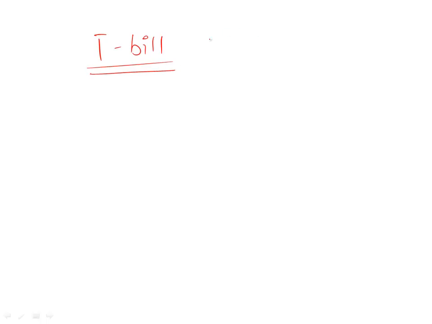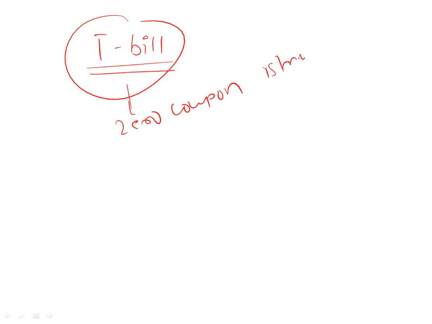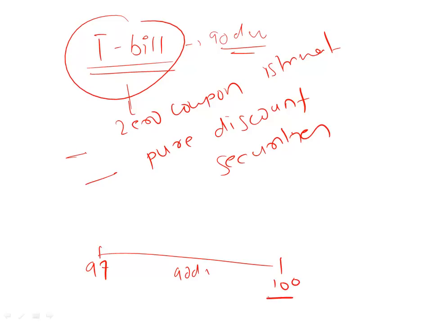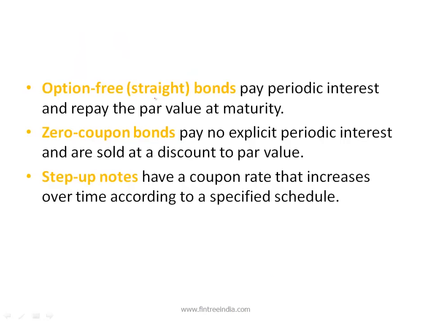Now, in US markets, we'll come across an instrument called a T-bill. These T-bills are typically zero coupon instruments. They are also called pure discount securities. Both of them mean the same thing. These are very short-term instruments, let's say of 90 days. So an investor would probably invest, let's say, $97, and at the end of 90 days he would receive $100 back, which is again an example of zero coupon bonds.